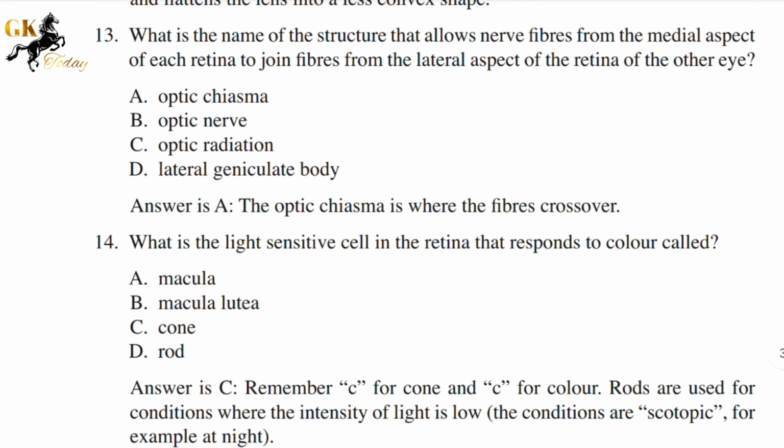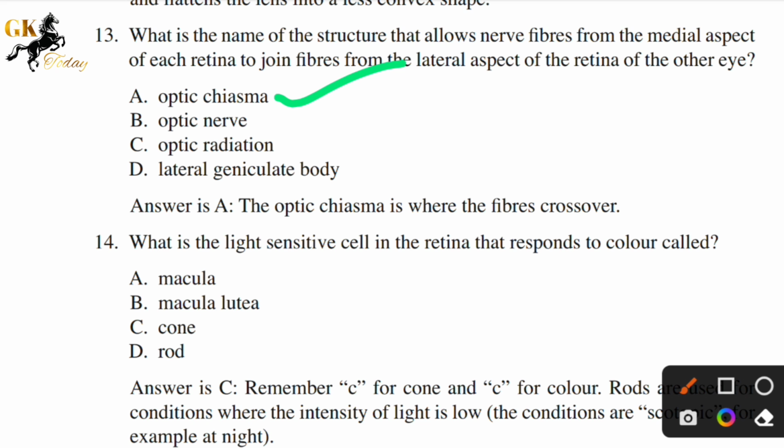What is the name of the structure that allows nerve fibers from the medial aspect of each retina to join fibers from the lateral aspect of the retina of the other eye? Optic chiasma, optic nerve, optic radiation, lateral geniculate body. Option A, optic chiasma.